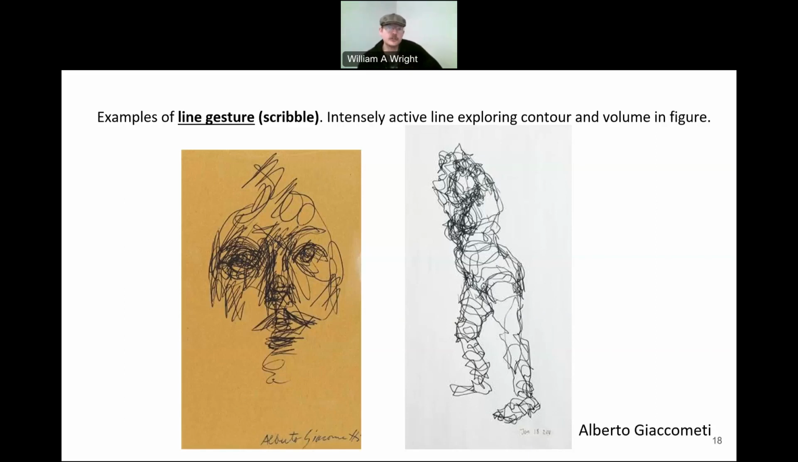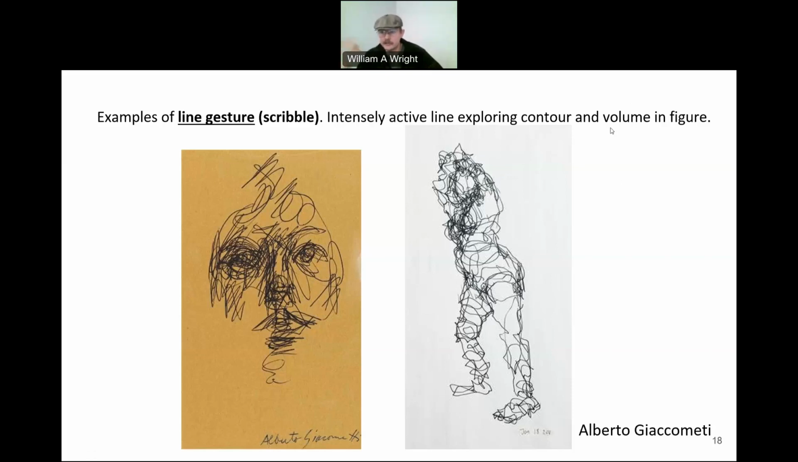The first sort of gesture, this is kind of the opposite of math. It's a line gesture. Sometimes I call it a scribble gesture, but I don't really love that because I think scribble makes people think it's out of control. It is not out of control. It's very under control, but it's just a line. And it's an intensely active line that explores the contours and volume in the figure. Volume is just another word for form.